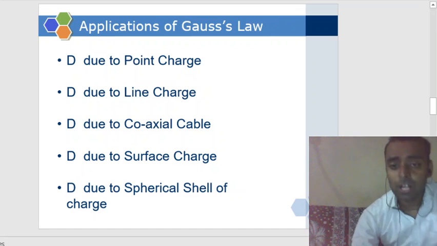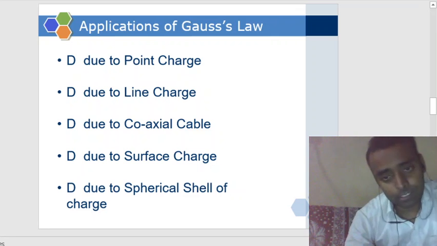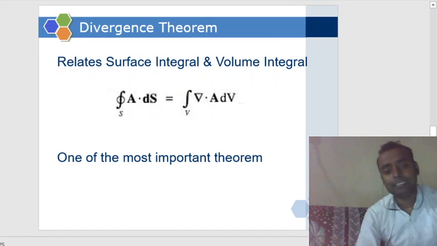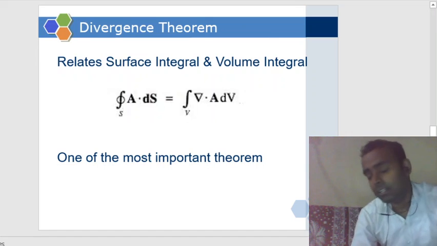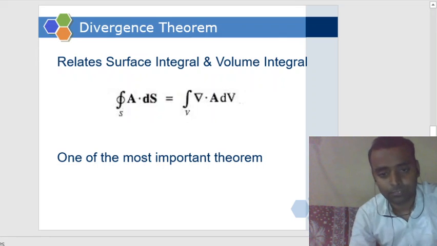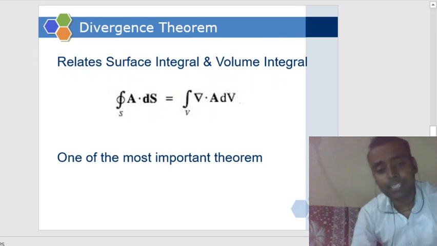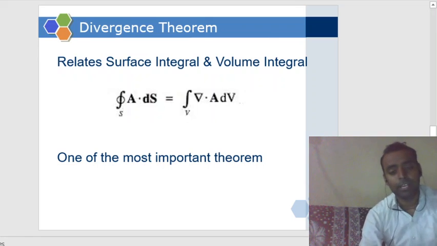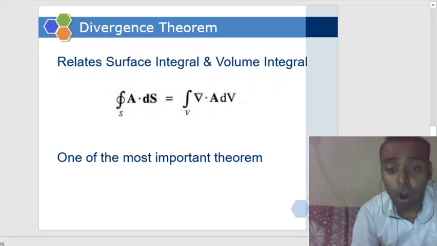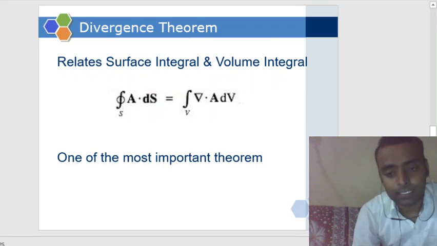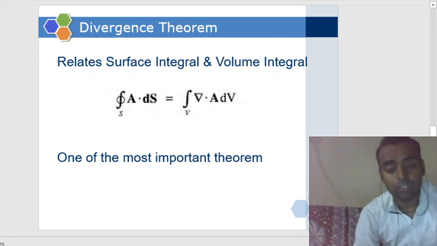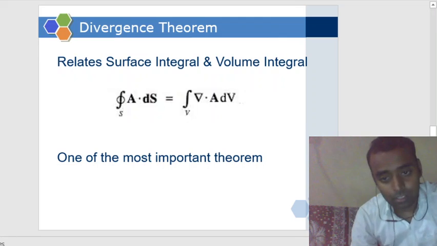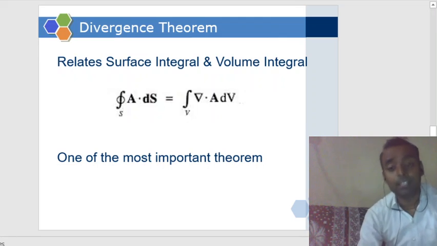Fine. Next comes the divergence theorem. This theorem relates the surface integral and the volume integral. You can make a note of this. What is the divergence theorem? The surface integral of any vector is equal to the volume integral of the divergence of that same vector.